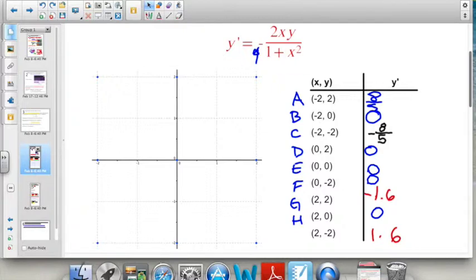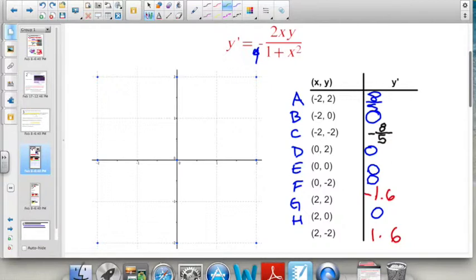When what is 0? X or y. Look at the numerator, right? If x is 0, the whole top is 0. If y is 0, the whole top is 0. What does 0 slope look like? What does the tangent line look like? Horizontal, right? Okay, so everywhere we see 0, we're going to put a little short segment that's horizontal.